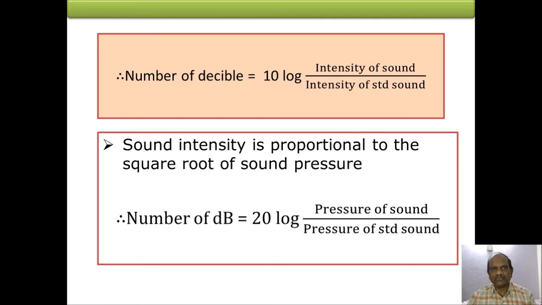The intensity of sound is expressed as a number of decibels. The number of decibels is equal to 10 log of the intensity of the sound to the intensity of a standard sound. Remember that sound intensity is proportional to the square of sound pressure. Hence, the number of decibels is equal to 20 log of the pressure of the sound to the pressure of the standard sound.